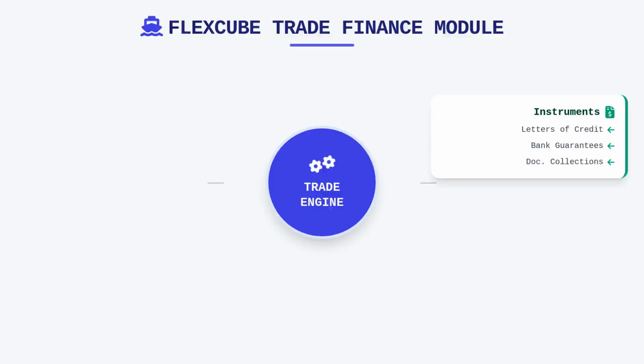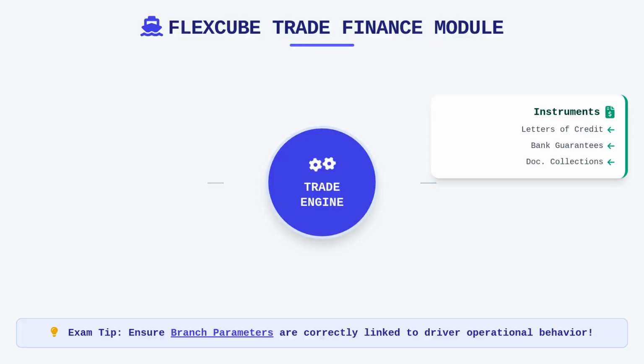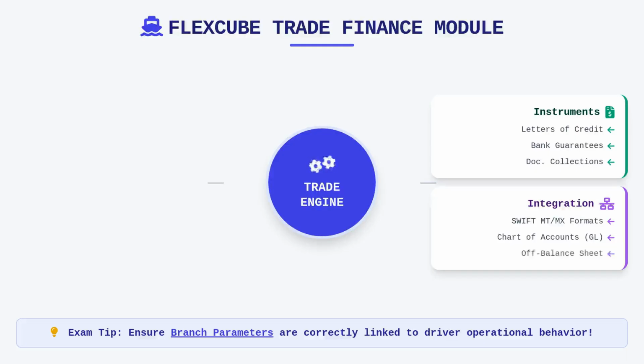When you are configuring this module for the exam, remember that the linkage between branch parameters and the trade finance specific parameters is the primary driver of operational behavior. Each trade product must be mapped to the appropriate GL, general ledger, accounts defined in the chart of accounts, as this ensures that contingent liabilities are tracked accurately off balance sheet until they are settled or expire.